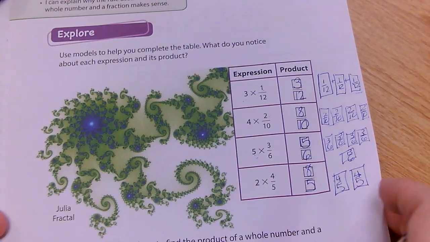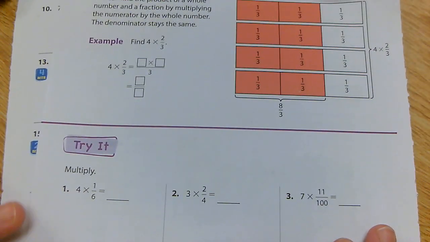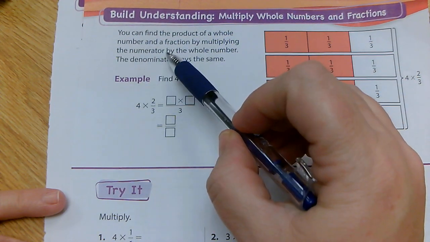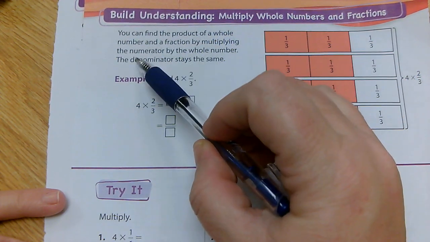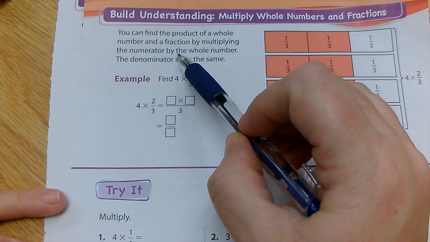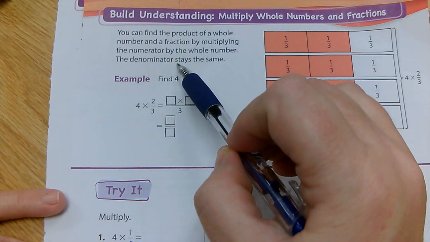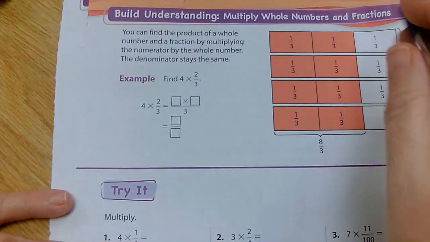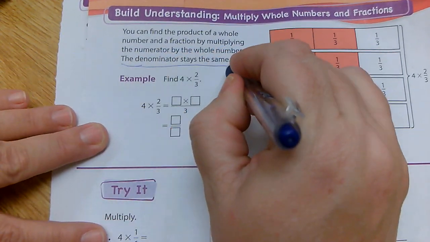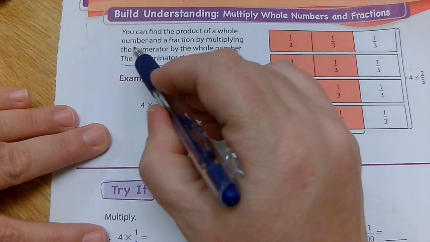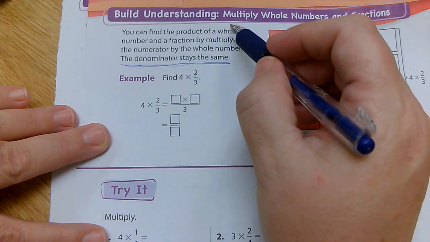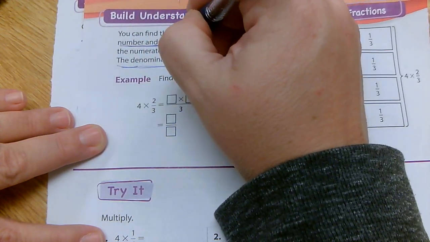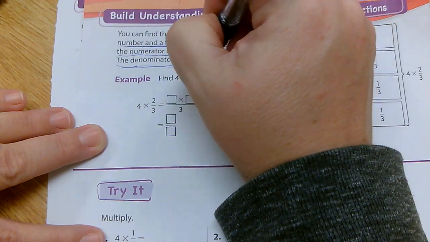All right, let's flip over and look at the top. You can find the product of a whole number and a fraction by multiplying the numerator, that's your top number, by the whole number. The denominator stays the same. Remember I kept saying that over and over again. So let's underline this because this is important: the denominator stays the same. The numerator, I'm going to multiply by my whole number.